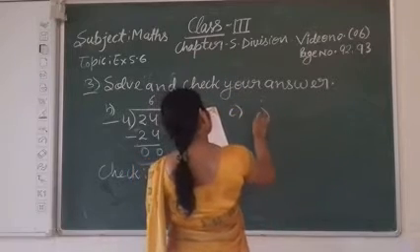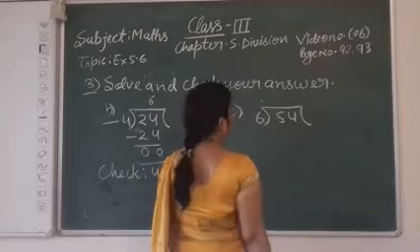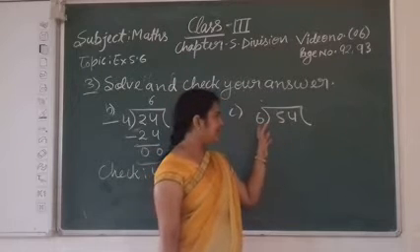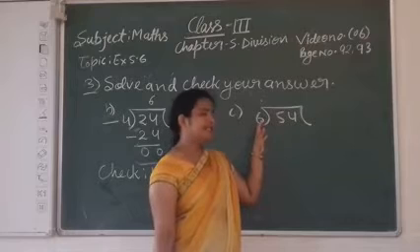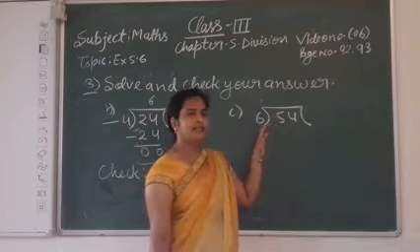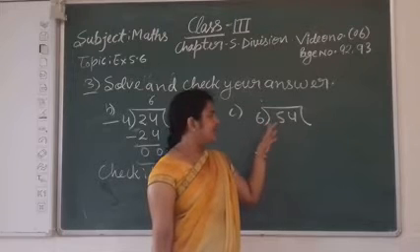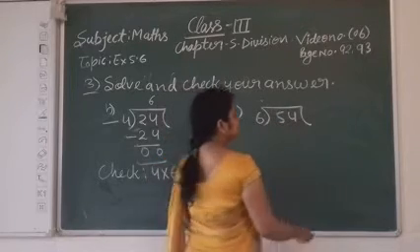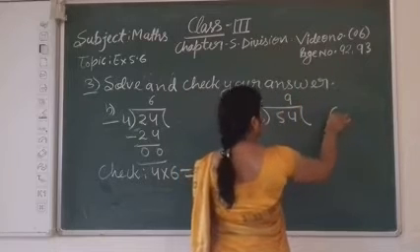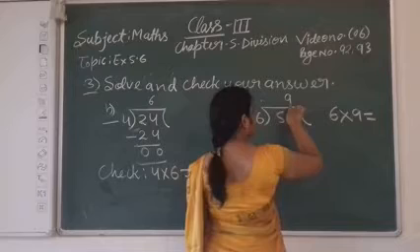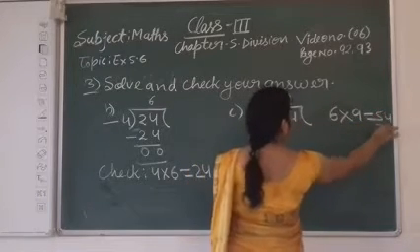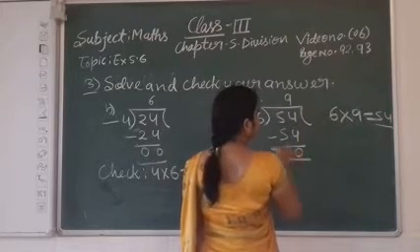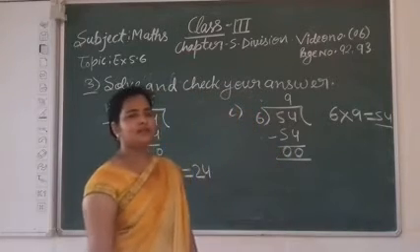C part is 54 divided by 6. So read the table of 6. 6 1s are 6, 6 2s are 12, 6 3s are 18, 6 4s are 24, 6 5s are 30, 6 6s are 36, 6 7s are 42, 6 9s are 54. Write this 54 under dividend, subtract 54 minus 54 is 0.